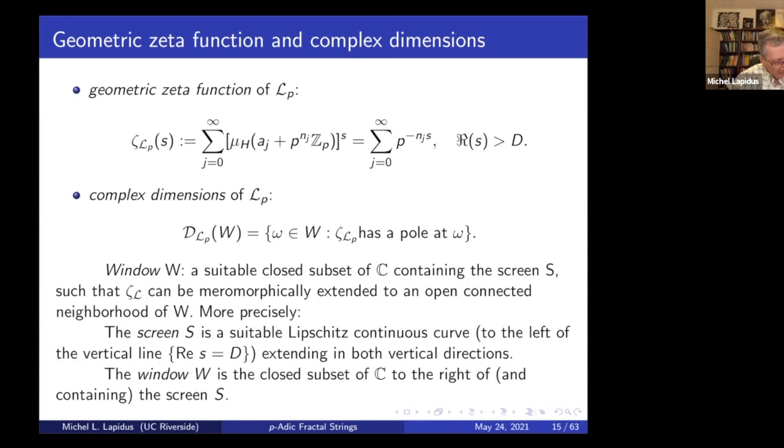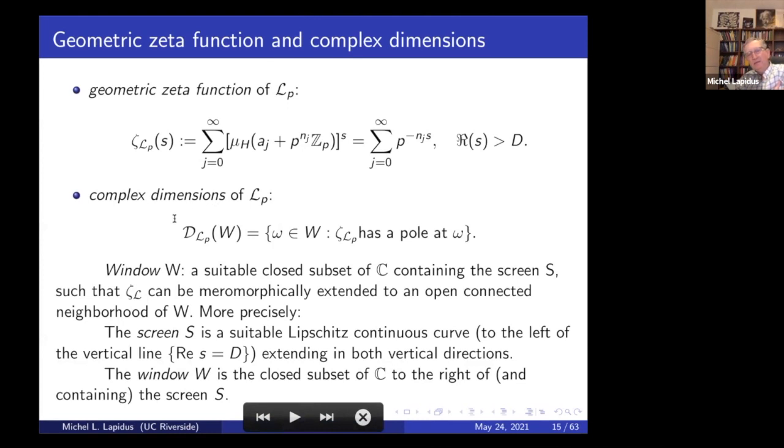Okay, so it's a set of complex numbers that belongs to a given connected open set to which the zeta function can be meromorphically continued. So let's just take a connected open set to which zeta LP can be meromorphically continued. Let's assume there is such an open set. Otherwise, the theory is not very interesting. And let's look at all the poles belonging to that connected open set. These are the visible complex dimensions.